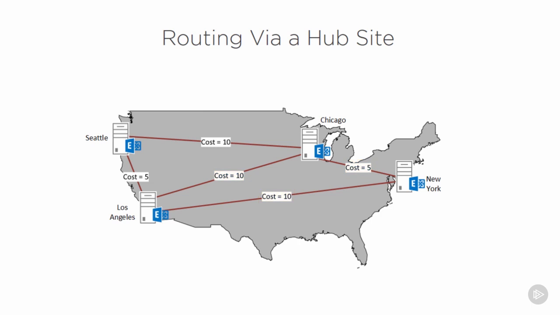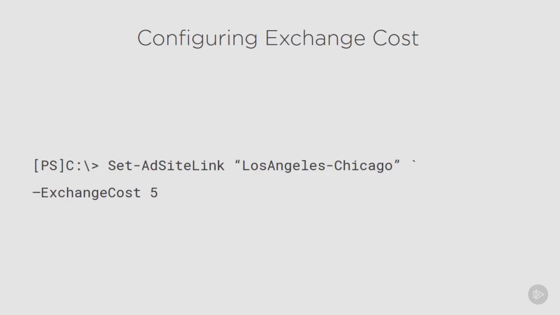You can also override the cost of an IP site link by assigning a specific exchange cost to the site link. You do this by running the Set-ADSiteLink cmdlet and using the ExchangeCost parameter to set that value. This is useful in situations where the Active Directory topology doesn't precisely match up with how you want your Exchange routing to behave.